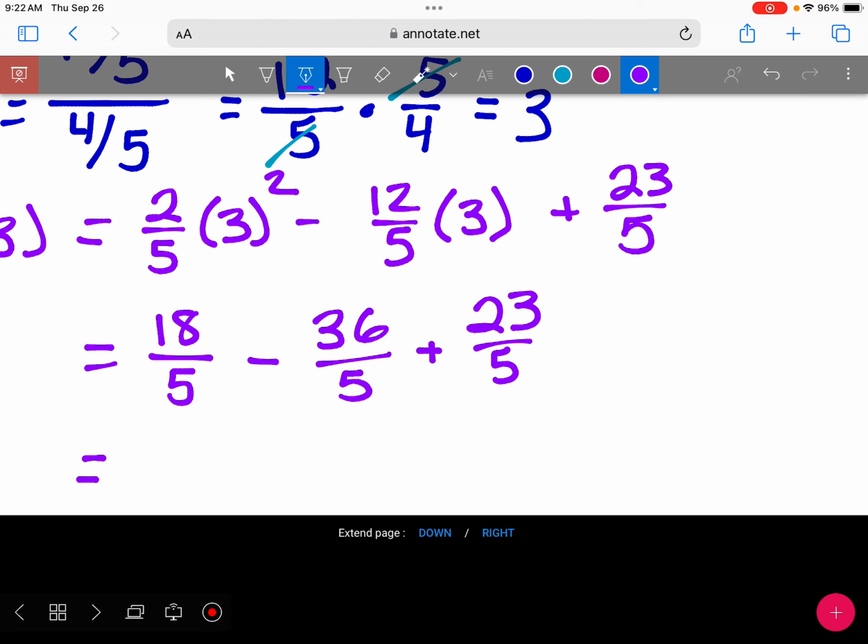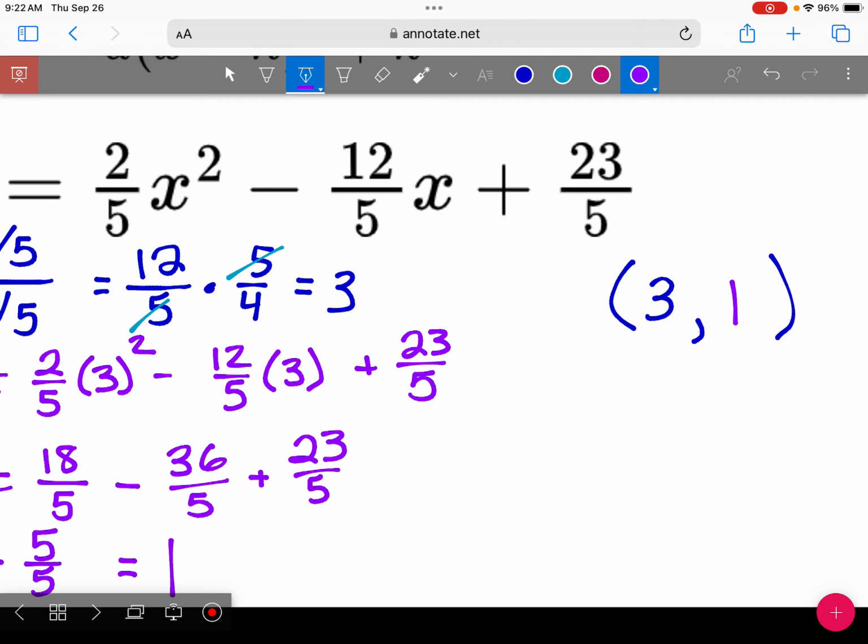Let me think it for a second. But yeah, you're right. When in doubt, switch them around. 18 plus 23, then minus 36. 5/5, also known as 1. So this gross superfraction thing had a whole number vertex. Super ultra extra fraction still had whole numbers in its vertex.